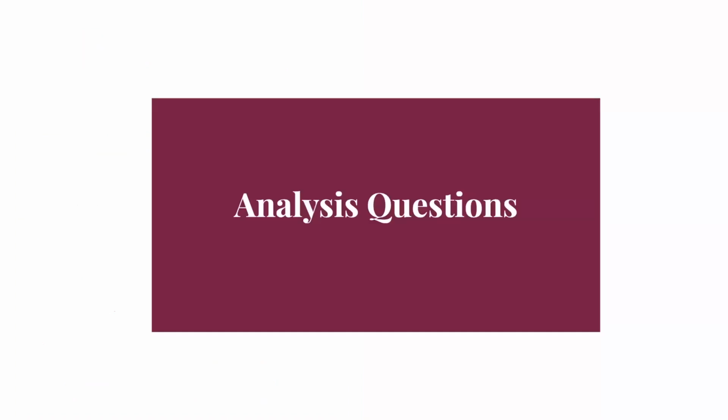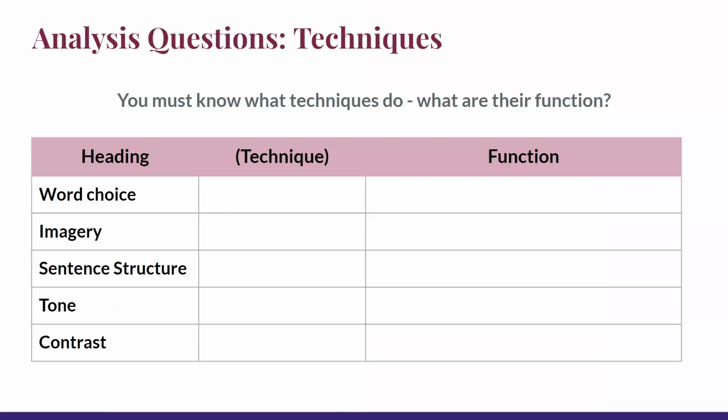Analysis. So we're nearly there. Analysis questions, obviously the technique questions. Just a wee reminder: do you know what the point of word choice is? What is the function of word choice? What is it that you're supposed to do with it? Imagery: what is imagery? And what is sentence structure? They are not actually techniques. They are umbrella headings for a number of techniques. What's tone and what's contrast?